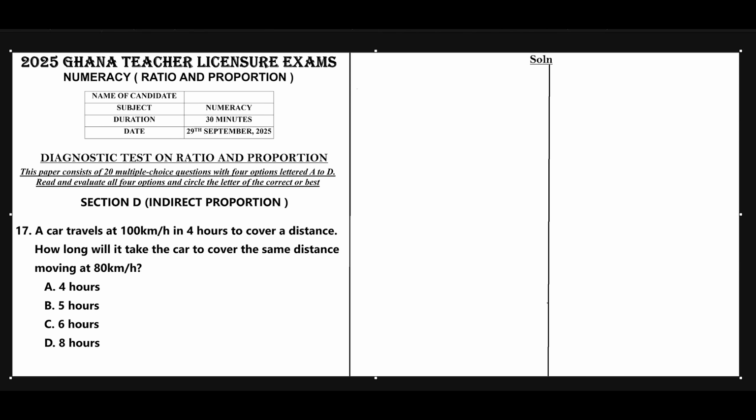Question 17. A car travels at 100 kilometers per hour in 4 hours to cover a distance. How long will it take the car to cover the same distance moving at a speed of 80 kilometers per hour? So first of all, let's identify the quantities given in the question. So we have speed against time.